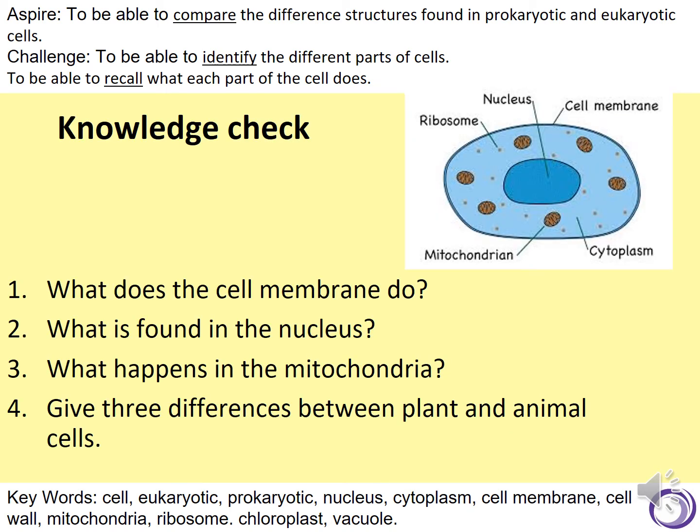Okay, we're going to ask some questions now. So you may need to start a new page if you've filled one page with your two diagrams that you've drawn. We're going to go through it and just look at these four questions that are here. Number one, what does the cell membrane do? Number two, what is found in the nucleus? And number three, what happens in the mitochondria? It's a strange name, isn't it? And number four, give three differences between plant and animal cells. Don't say I didn't warn you about question number four.